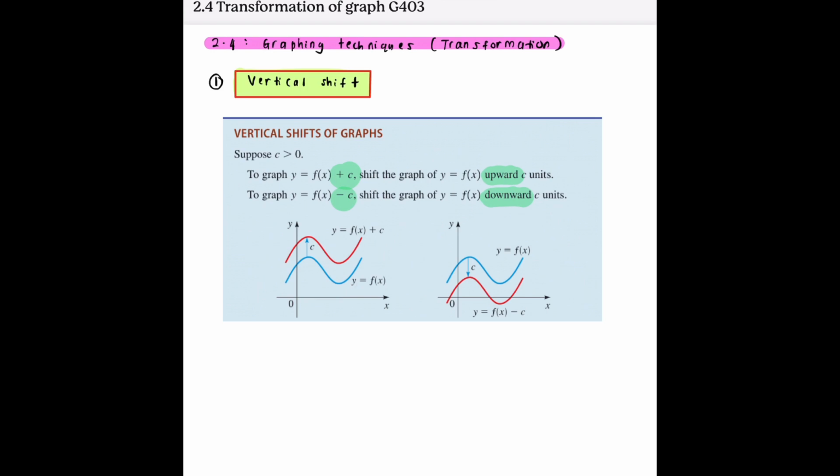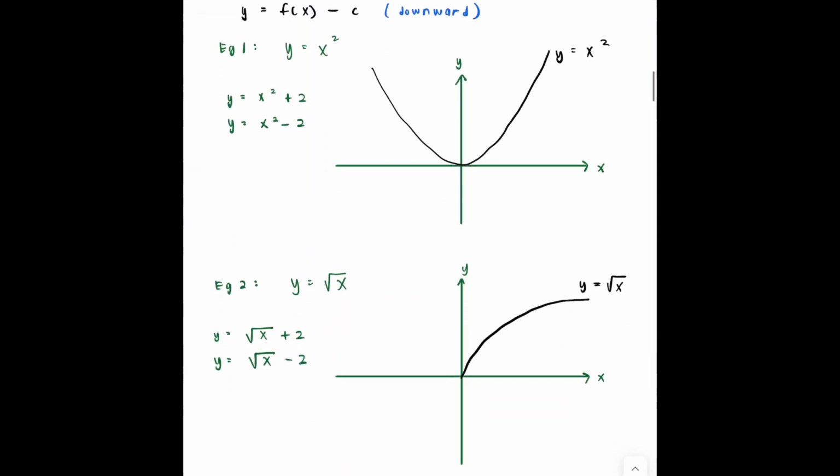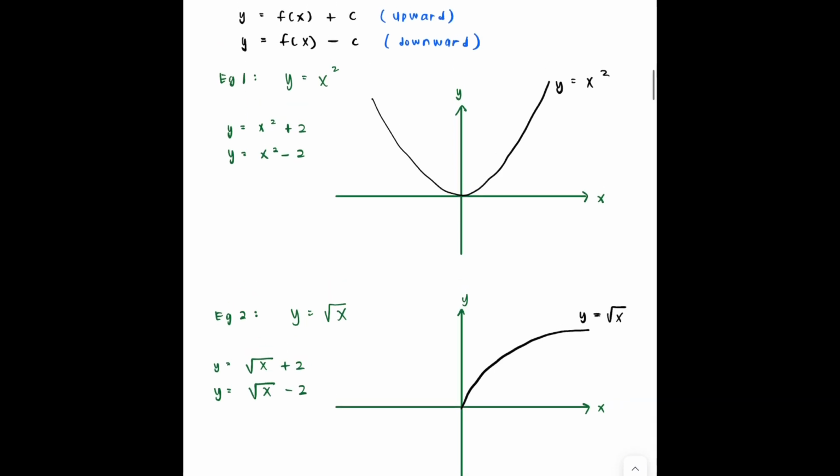This is the illustration where the blue color is the original graph. If you have f(x) plus c, then your graph will be moving upward. The red color graph is the new one. Same goes to here. If you have f(x) minus c, your graph will be moving downward. How many units? c units. Okay, look at this example. Let's say you have the function y equal to f(x) plus c moving upward, y equal to f(x) minus c moving downward.